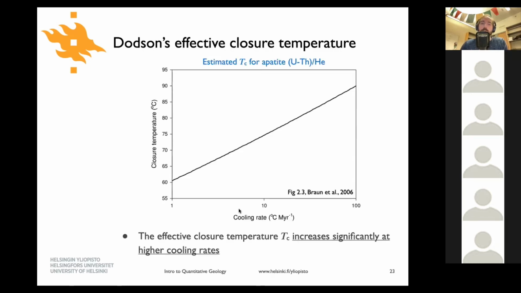If you do that using Dodson's method, you can do things like this plot, which is actually something we'll also do in the exercise for this week, and that is to calculate the closure temperature as a function of cooling rate. We saw something like this before, but this is the estimated closure temperature for apatite for cooling rates from 1 to 100 degrees C per million years. We'll calculate this over a little bit bigger range in the exercise. But what you can see, for instance, is the closure temperature goes up significantly as the cooling rate increases.